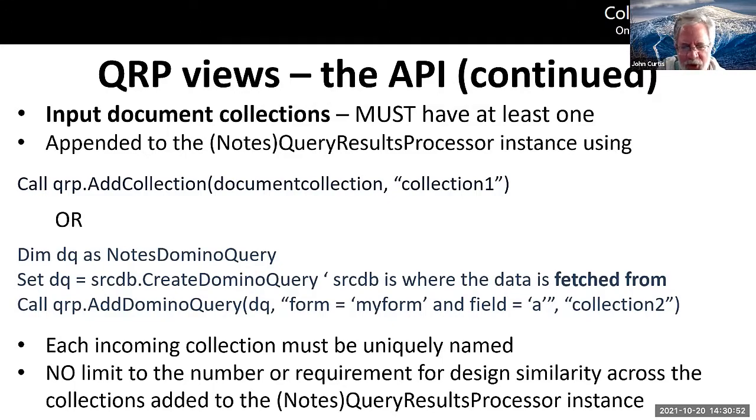You can't have a view without having a selection criteria. So you must have at least one of these. Okay. And this is appended to the query results processor. You use the add collection call or the add domino query call.